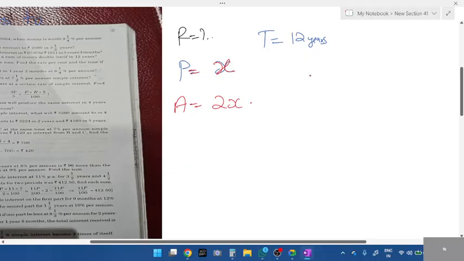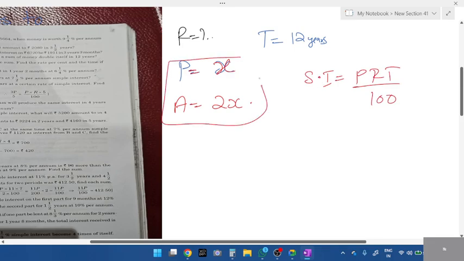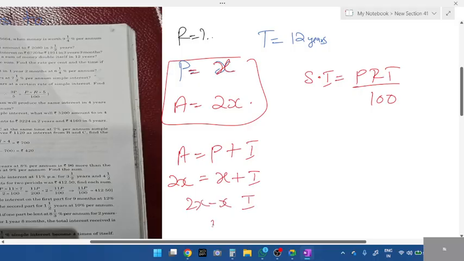What is the rate formula? Simple interest is equal to PTR by 100. Okay. We need to find the simple interest formula here. Using these two, what is the formula? Amount is equal to P plus I. So amount, what is amount value? 2X. What is principal? X. Interest, what is interest value if X goes to the other side? Interest is equal to what?